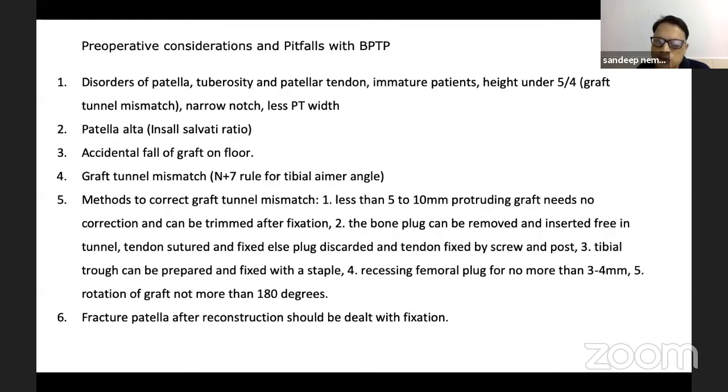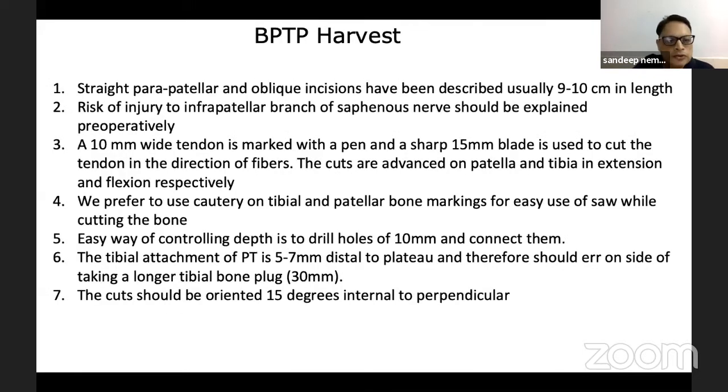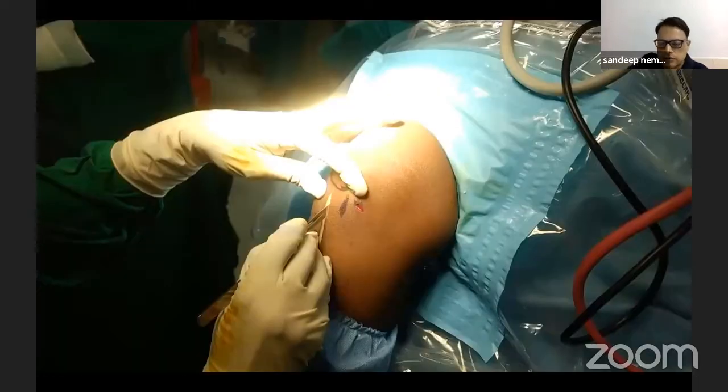And the tendon is sutured and fixed, else the plug is discarded and the tendon is fixed by screw and post. Or the tibial trough can be prepared and fixed with the staple. Or you can recess the femoral plug for no more than 3 to 4 millimeters into the femoral tunnel. Or you can rotate or twist the graft, but not more than 180 degrees.